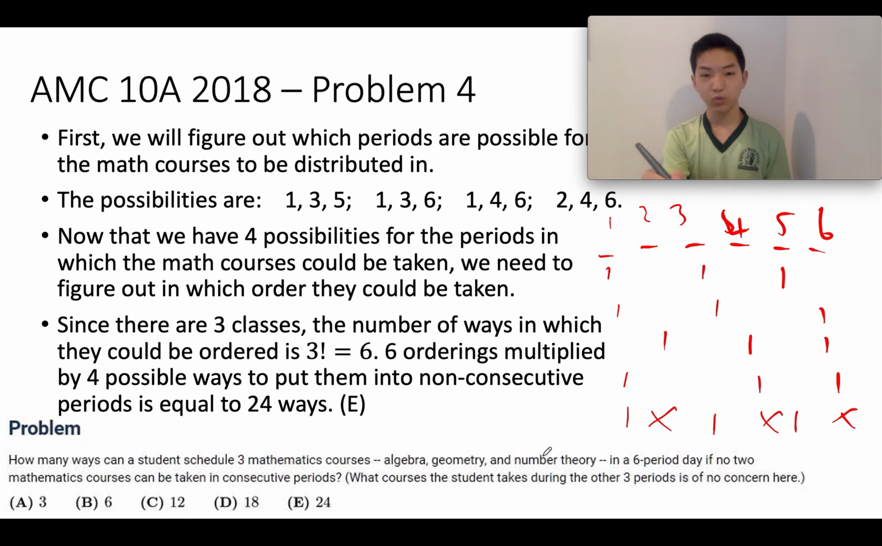So first we ignore that and just assume they're all the same, and just look at the number of possibilities in which we can choose 3 periods where they're not next to each other. After that, we have 4 possibilities, and we have to multiply it by the number of ways we can change the order for each possibility. So after this, we do take into consideration that the 3 classes are distinct, and that there's algebra, geometry, and number theory. So the number of ways to order them is 3 factorial, which is equal to 6.